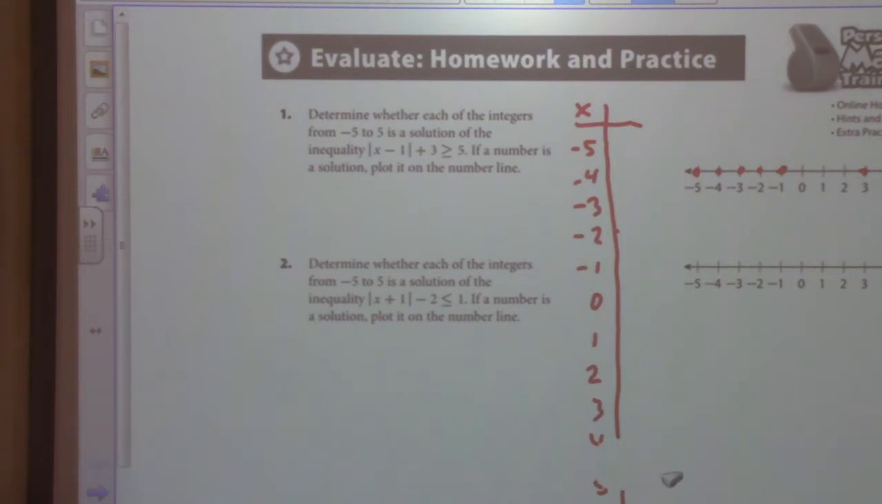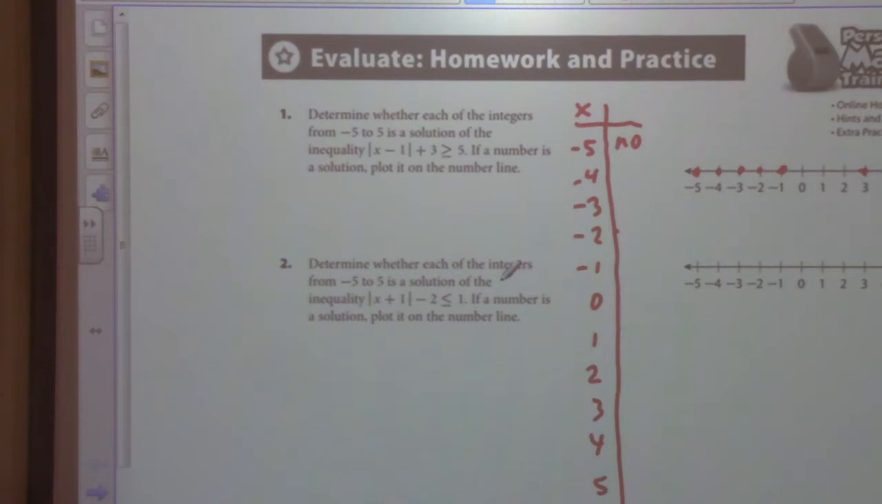Okay, for number 2, what does that look like? We start out with no, don't we? Because if we take -5, we take -5 plus 1, which is -4. The absolute value of -4 is 4, and 4 minus 2, is that less than 1? No, it's greater than 1. So where do we see a yes here?